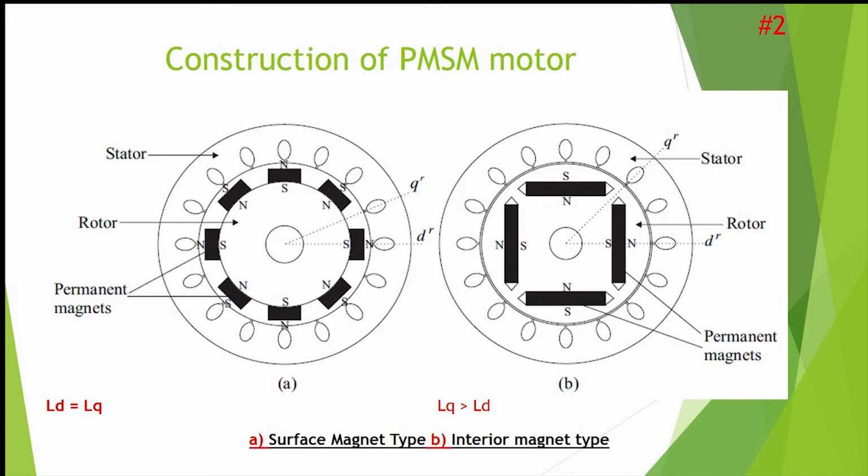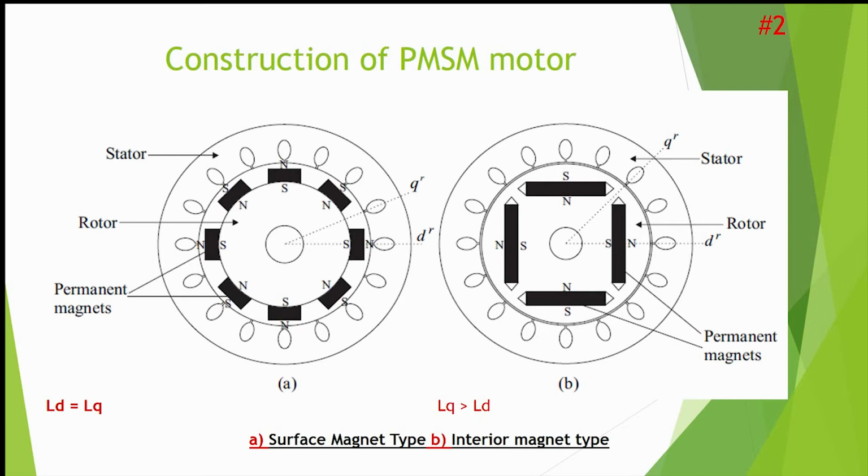Here we have two types of PMSM motor. The first is the surface magnet type motor and the other is the interior magnet type motor. As the name suggests, for the surface magnet type motor, the magnets are glued on the rotor, and for the interior magnet type, the magnets are buried inside the rotor. Due to this difference in construction, there is another difference, which is in their inductance.